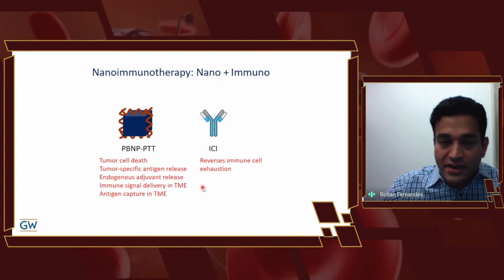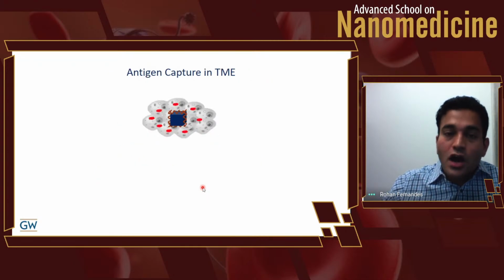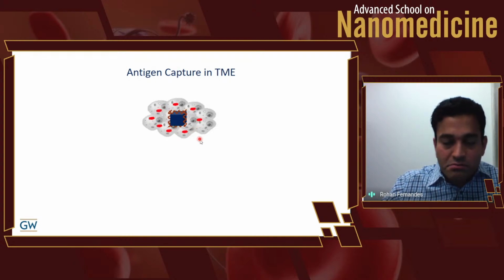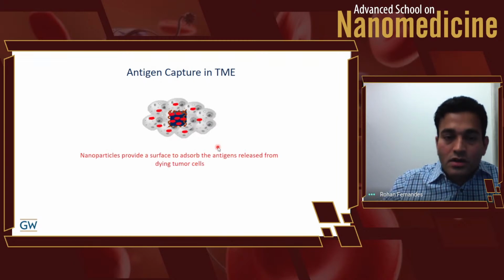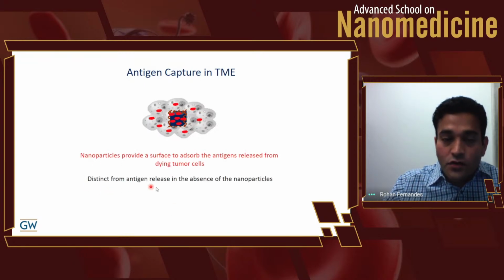What else does the nanoparticle confer? It allows you to capture the released antigens in the tumor microenvironment. So the dying tumor cells release the antigens that bind to the nanoparticles. So how would this look? Take, for example, the dying tumor cells releasing these red antigens, just in a cartoon depiction. The nanoparticles provide a surface to absorb the antigens released from the dying tumor cell. Now you can imagine that if you didn't have the nanoparticle, you would just have the dying tumor cells and the released antigens and endogenous adjuvants. And that form of death is fundamentally distinct from this antigen capture modality of the Prussian blue nanoparticles or any nanoparticle that we use.